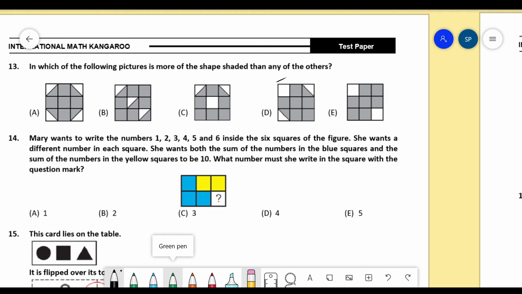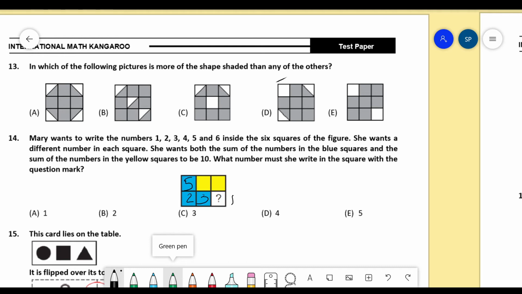Okay, so let's start off with 1 being over here, like that. That means the blue squares could probably have 5, 2, and 3. 5 plus 2 would be 7, and 7 plus 3 would be 10.